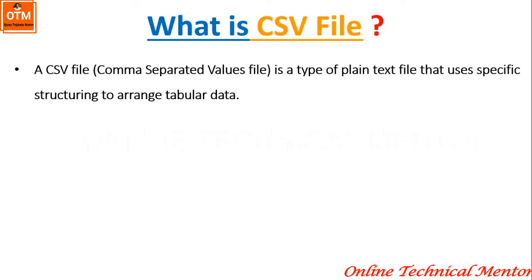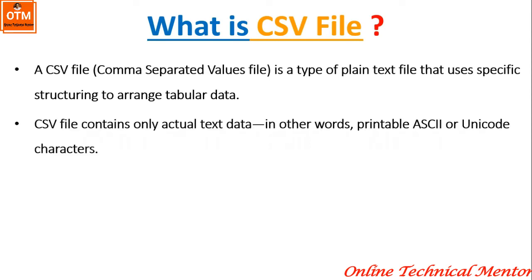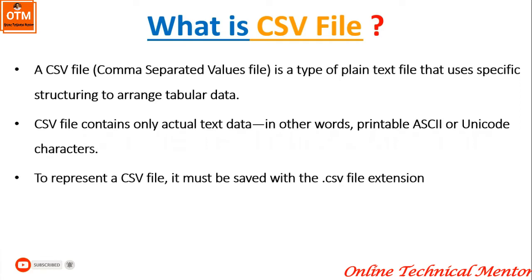What is a CSV file? A CSV file, that is comma separated values file, is a type of plain text file that uses specific structuring to arrange tabular data. A CSV file contains only actual text data, in other words, printable ASCII or Unicode characters. To represent a CSV file, it must be saved with .csv file extension. So be very careful while saving the CSV file. The file must be saved with .csv extension. No other extension will be allowed in this case.